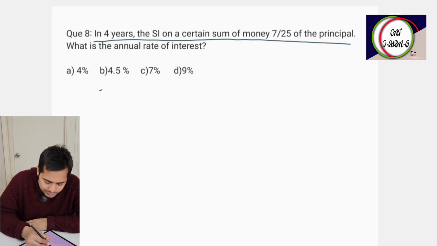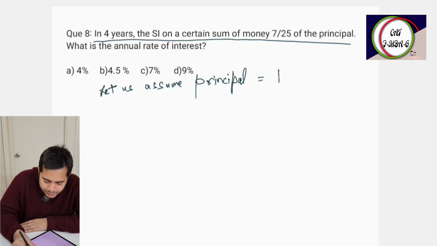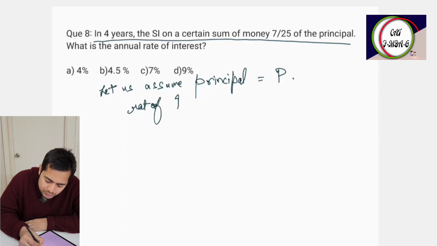Okay, let us assume principal amount is equal to P, rate of interest is equal to R, T is equal to 4.